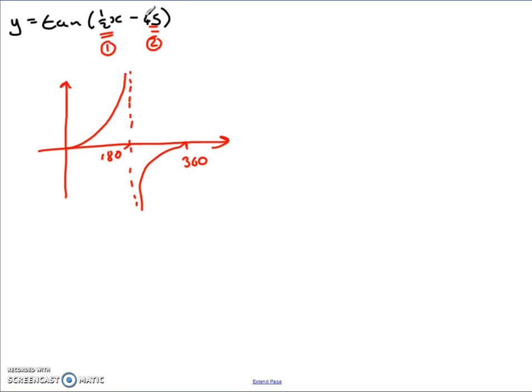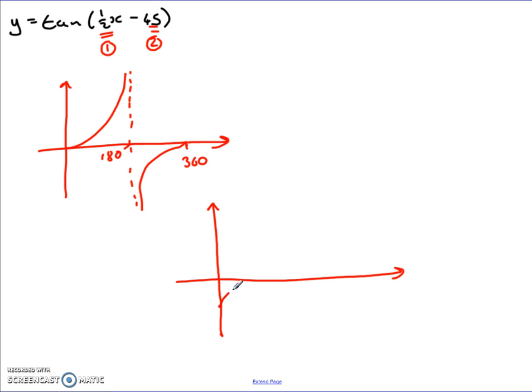Now remember, this transforms it in x, but we do the opposite. So we're taking away, it doesn't mean we go down the axis, we actually go up. So everything here moves up 45 degrees. So we can draw a new set of axes down here for our final one, and we know that it's actually going to start down here.